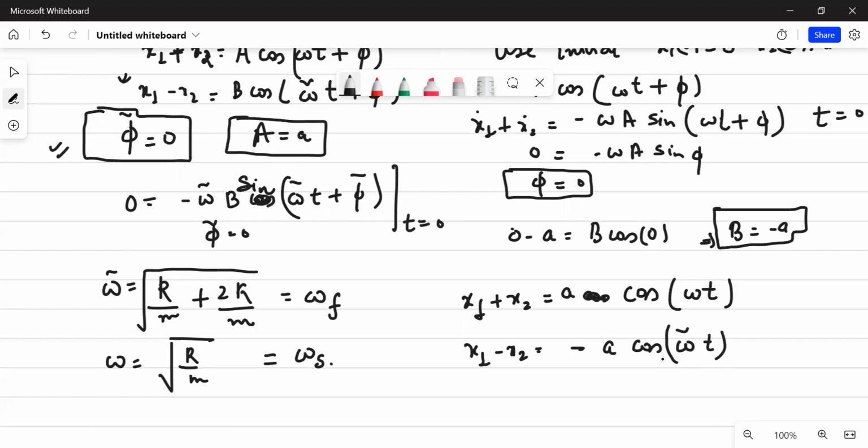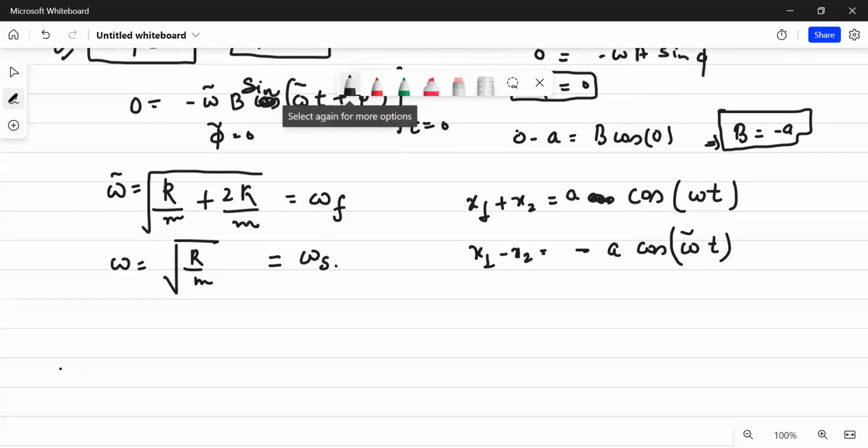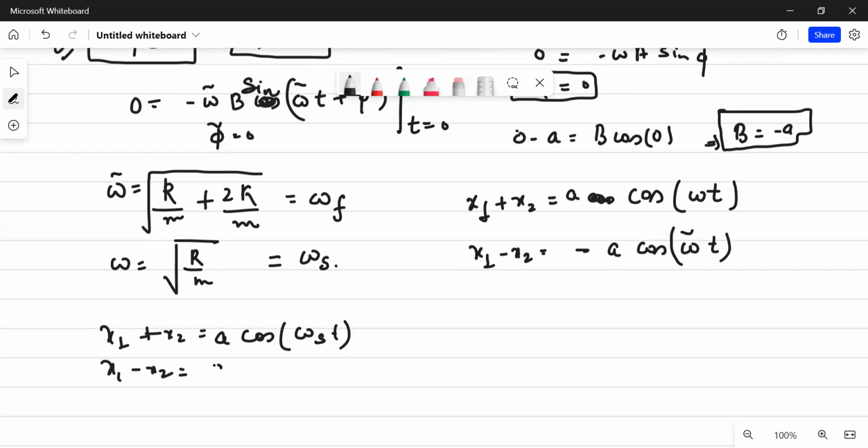कुछ गलती कर रहे हैं क्या? Are we doing some mistake or what? No, sir, it's correct. In any case, this is what we are right now getting. Or you can say omega s and omega f. If you want to use omega s, एक ही symbol use कर लेते हैं यार. x1 plus x2 is equal to a cos omega s t, and x1 minus x2 you will get a cos omega f t, and then you'll have minus.